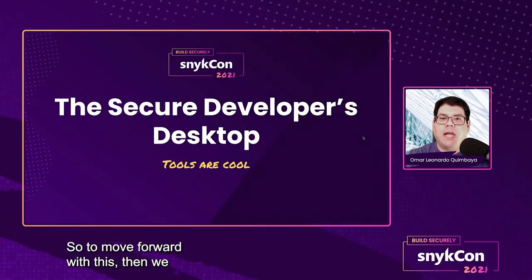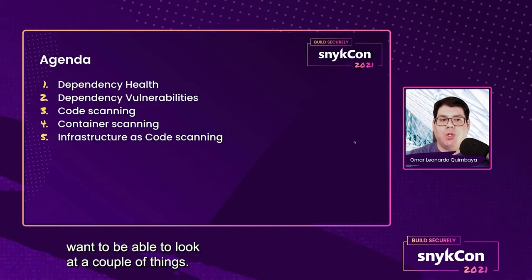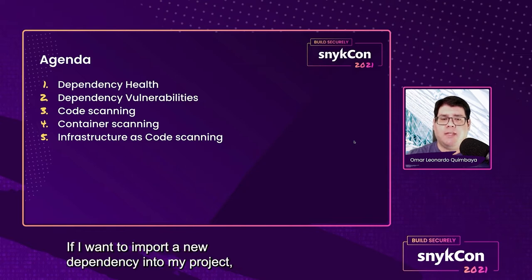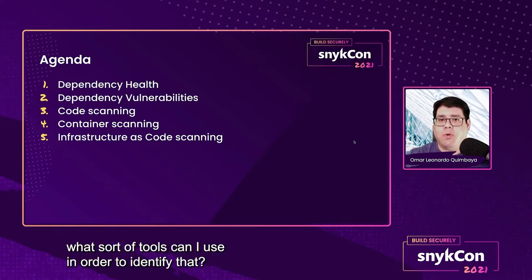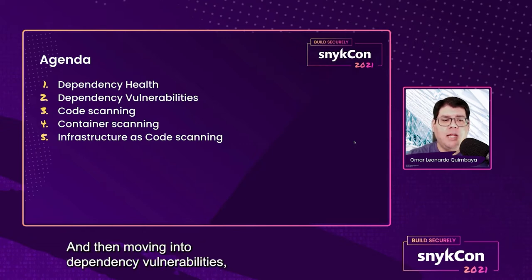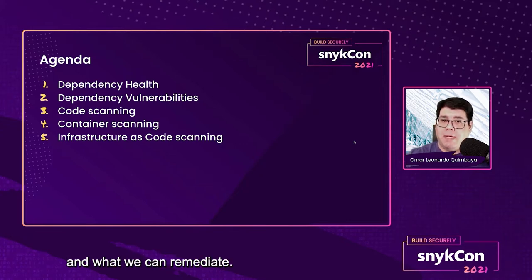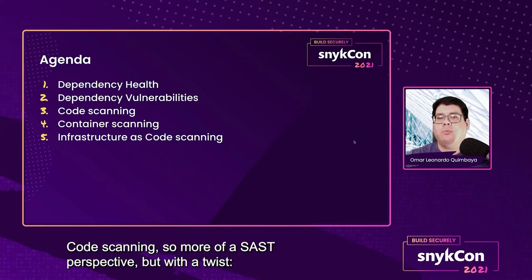To move forward with this, we want to look at a couple of things. First, what are some tools that we can use to look at dependency health? If I want to import a new dependency into my project, what sort of tools can I use in order to identify that? And then moving into dependency vulnerabilities, let's see what we can identify within our project and what we can remediate. Code scanning, so more of a SAST perspective, but with a twist.